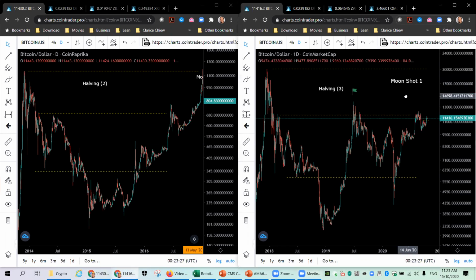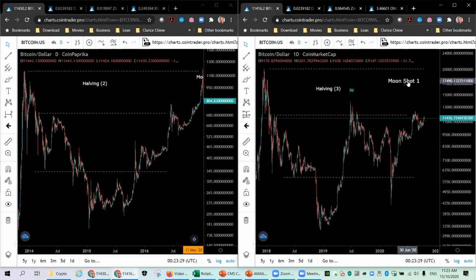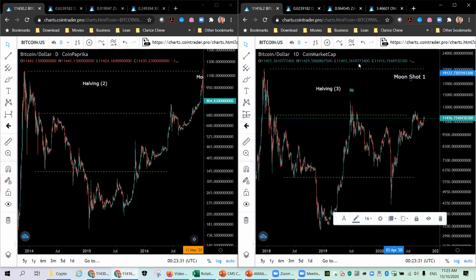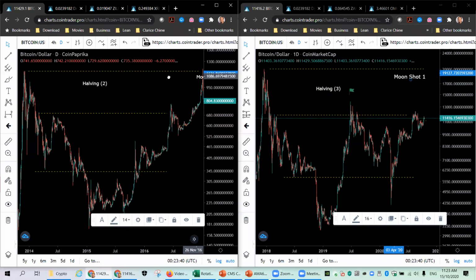All right, so Moonshot 1 is where we are heading. So it's right there around all-time high. So remember, if you are holding Bitcoin, in fact, if you are holding any of the coins, by the time Moonshot 1 is done, you would want to make sure you exit, right? So in every moonshot, you would want to exit, right?